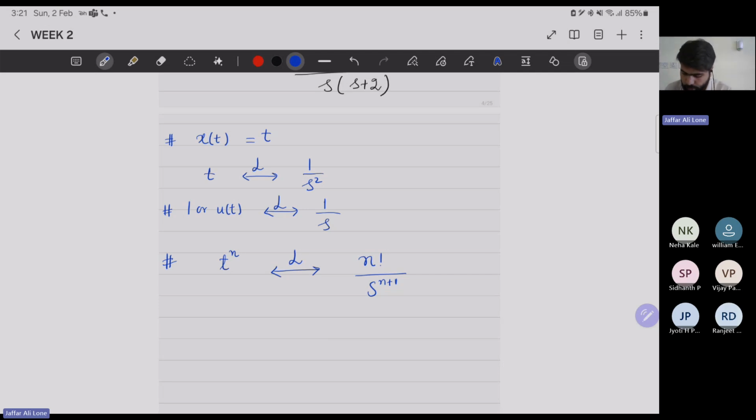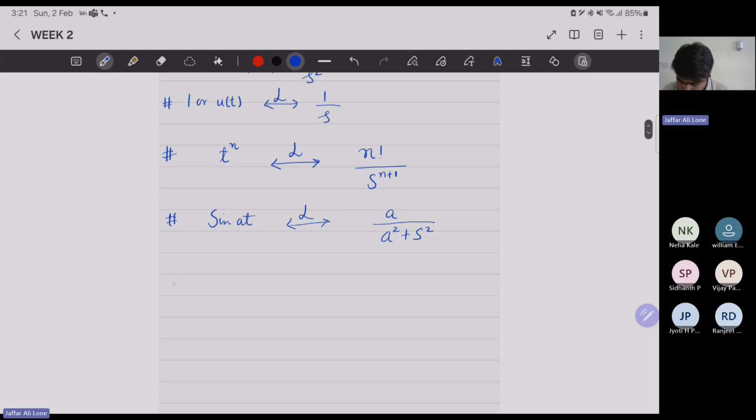Similarly, you have, for example, sine of at. The Laplace transform of sine of at is a divided by s square plus a square. Similarly, you have cos of at. The Laplace transform of this is s divided by s square plus a square.